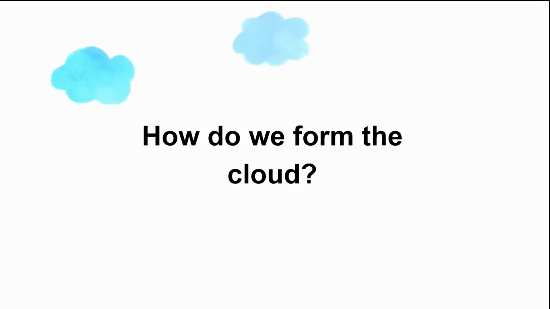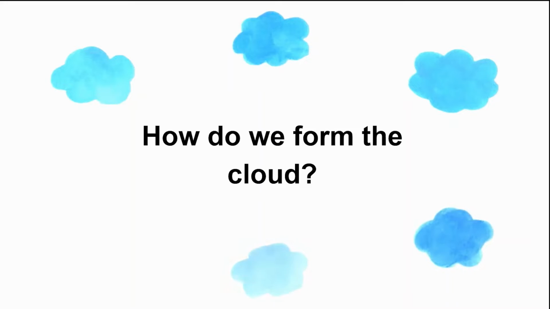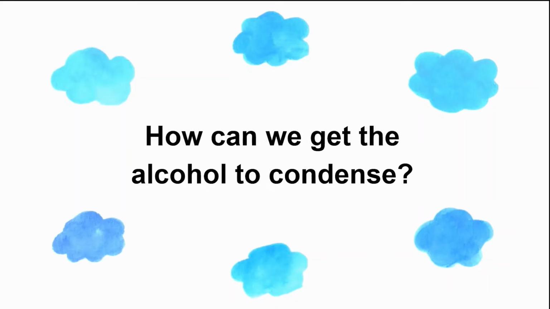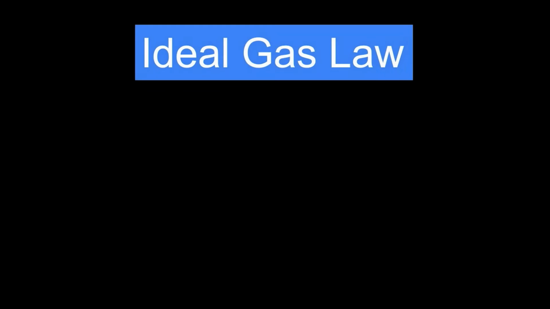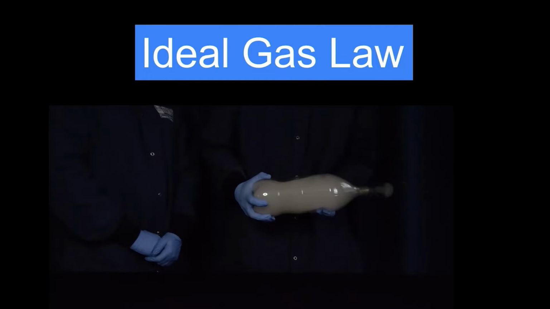Now, how do we form the clouds? We know that clouds in nature condense, so how can we get the alcohol to condense? We need to utilize the ideal gas law. What you saw at the beginning of this video was actually the ideal gas law in action.